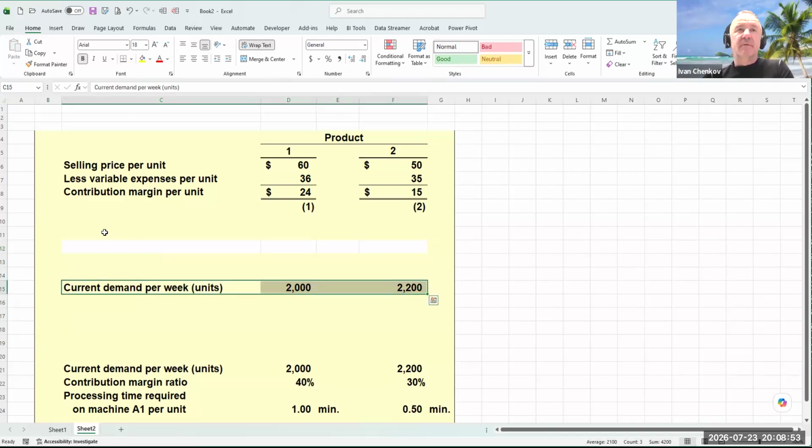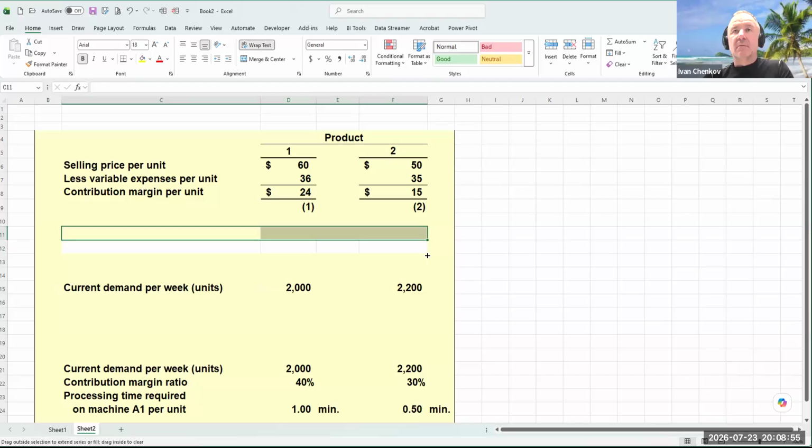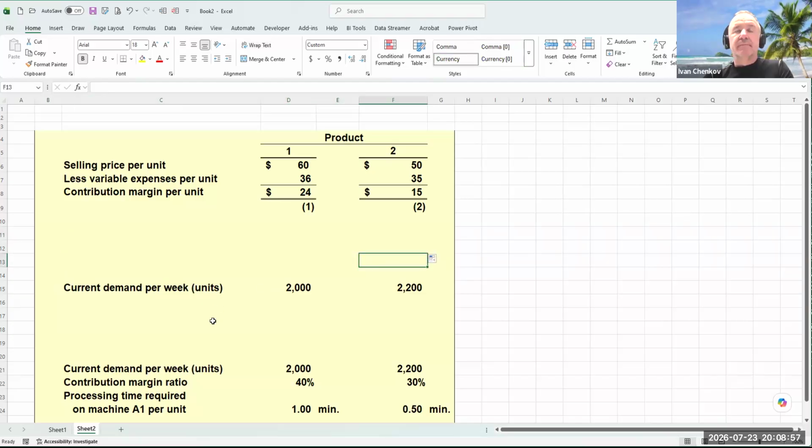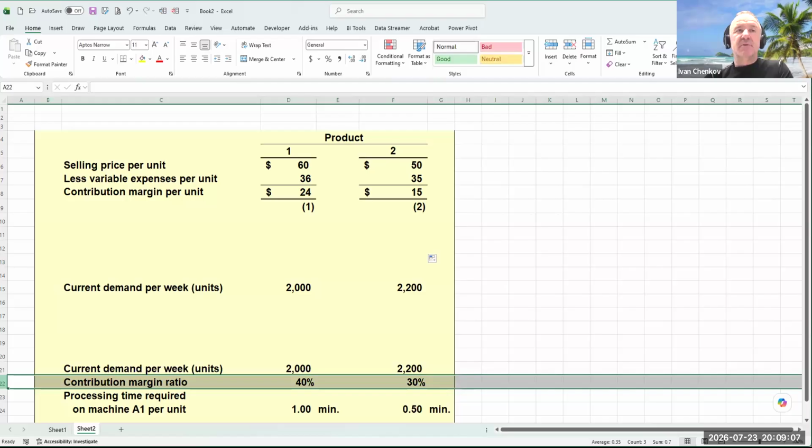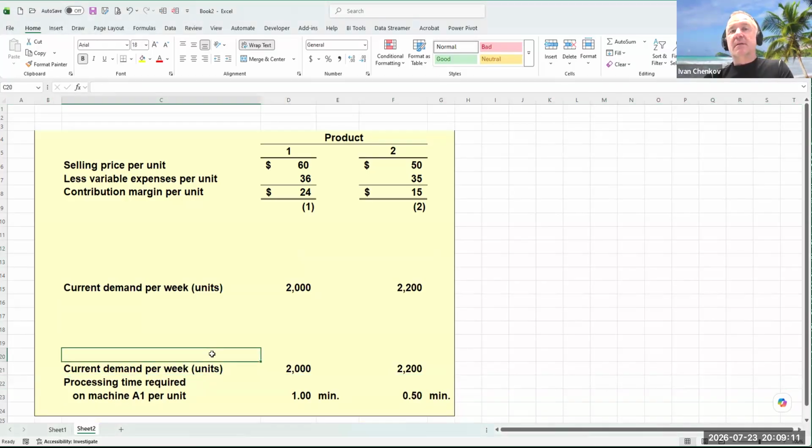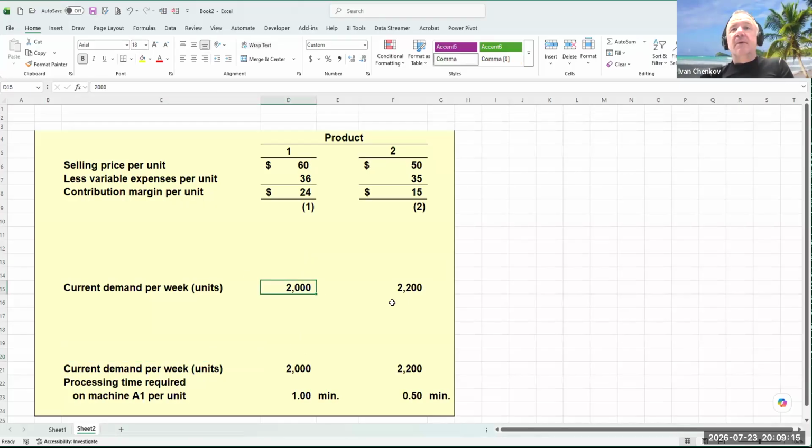We also have the contribution margin ratio. We can easily calculate it. That's 40% here, 24 divided by 60, 40%, and that information is irrelevant at this point. I can easily eliminate that information. That's not my concern. I can see my demand.